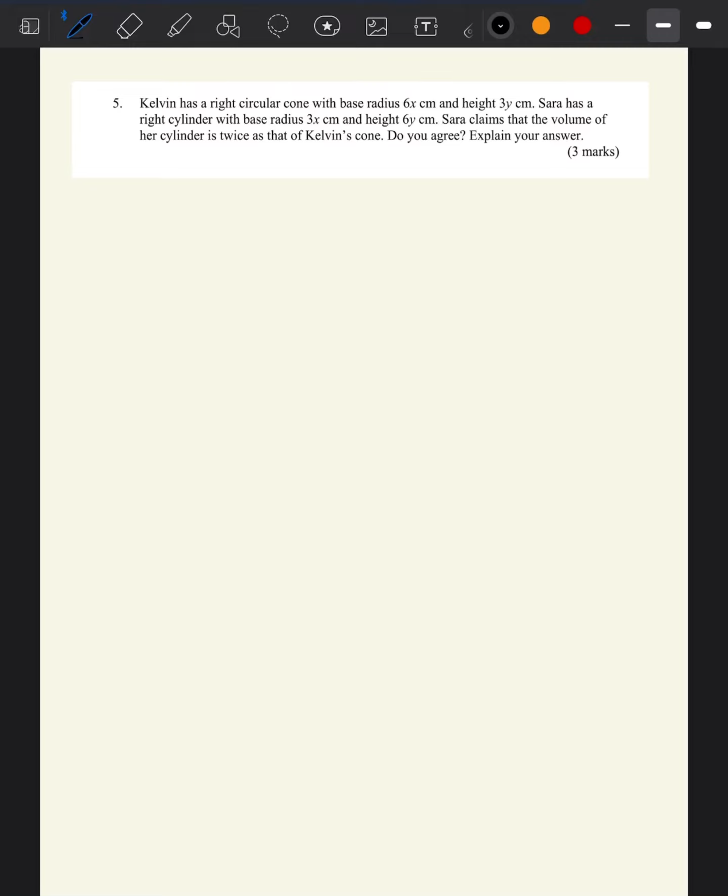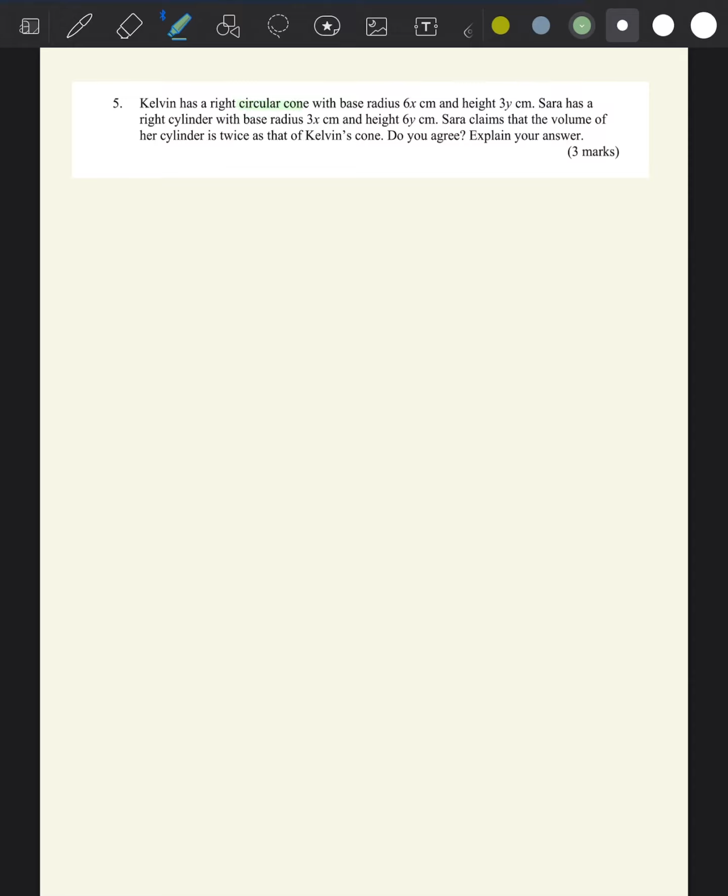Hi girls, let's look at chapter 10, chapter test, question 5. So question 5 here, they don't have a diagram, but it's very clear that you have two people having two different containers. So one of them, Kelvin, has a right circular cone.